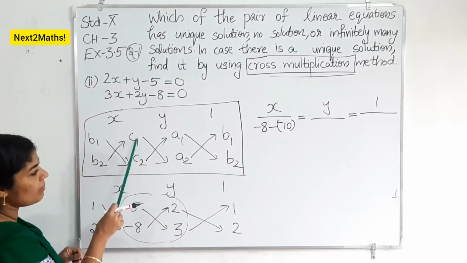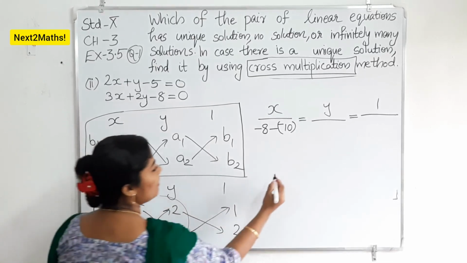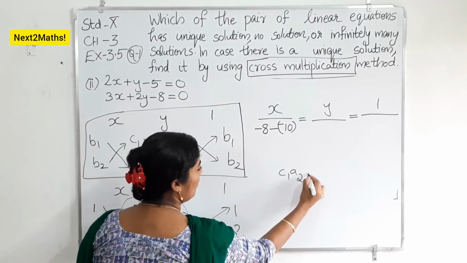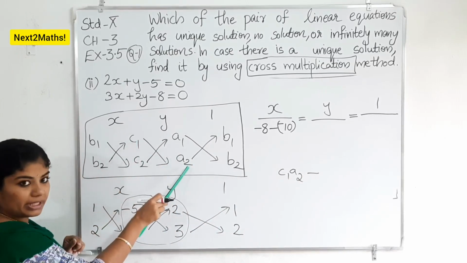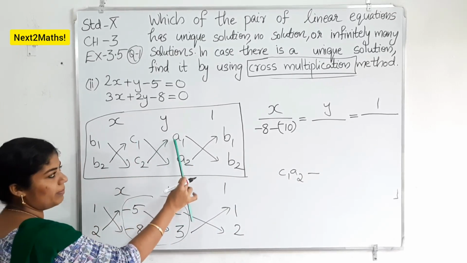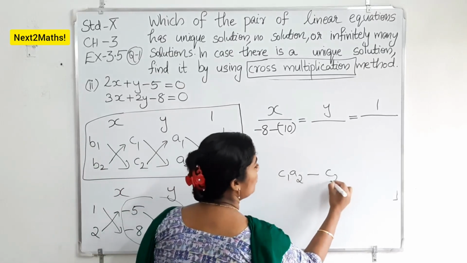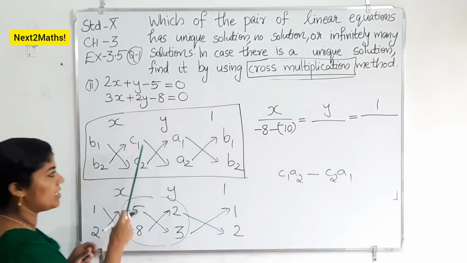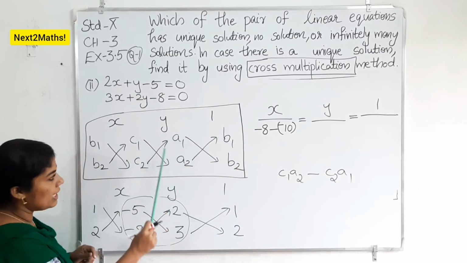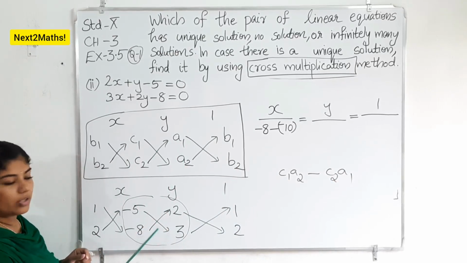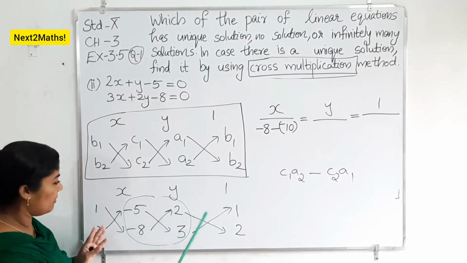Here c1 multiply with a2 minus c2 multiply with a1. That we are writing c1 a2 minus c2 a1. Compare with our values a1, a2, b1 like that.